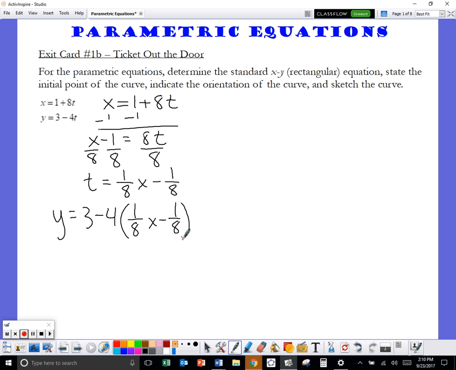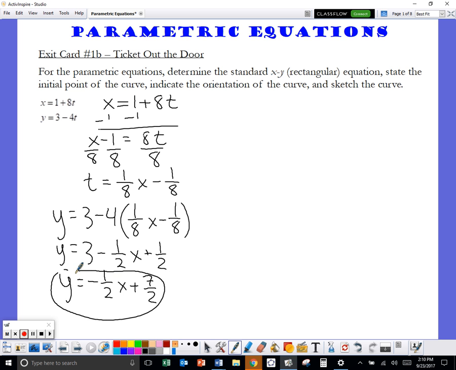Distributing. Simplifying as we go with our fractions. Double negative makes a positive. And now we combine like terms. 3 is 6 halves, so it's going to be 7 halves. And there's our regular xy equation. Now, we can go ahead and just graph that line.